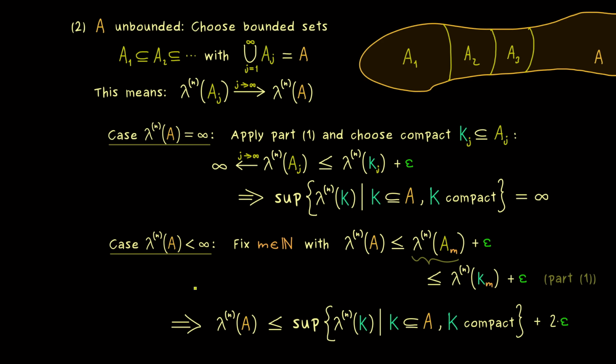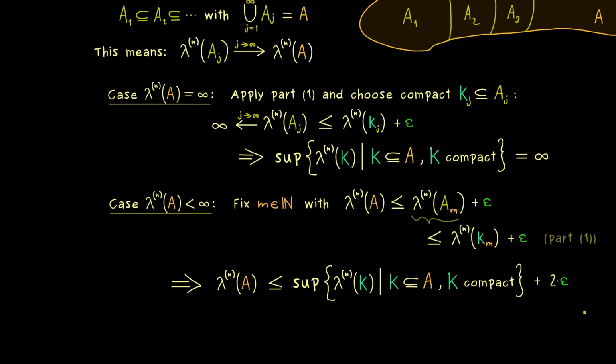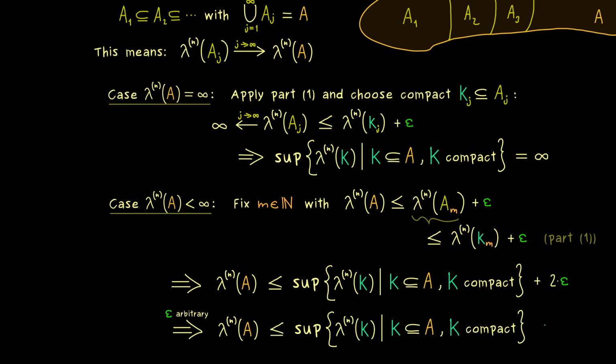Therefore, with the same reasoning as always, the inequality also holds for the supremum. And then again, the last step is just that we can skip the epsilon altogether. And that's it, the inequality is proven also in this subcase. So this means in total, the whole regularity of the Lebesgue measure is proven. And that's all what I wanted to show you today.